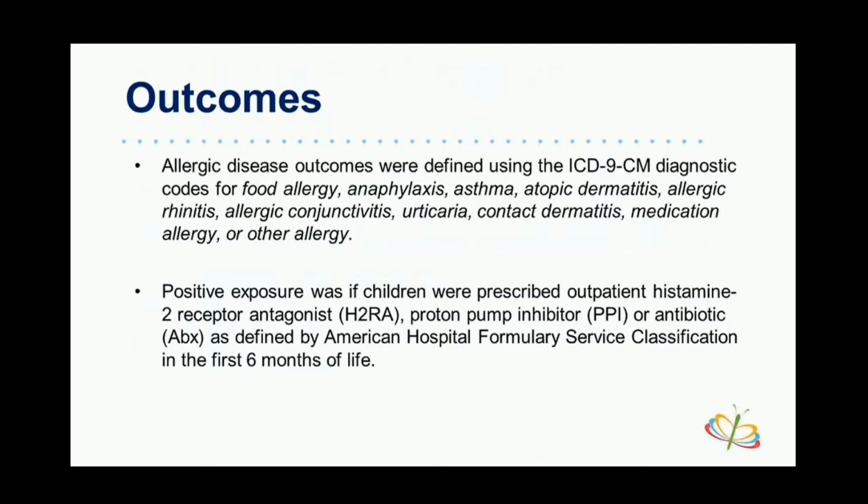So as promised, here are the allergic disease outcomes by ICD-9. There are the codes for food allergies, anaphylaxis, asthma, atopic dermatitis, allergic rhinitis, allergic conjunctivitis, urticaria, contact dermatitis, medication allergy, or other allergy. So, a pretty comprehensive look at allergic disease. And a positive exposure for us was children who were prescribed outpatient therapy that included a histamine 2 receptor antagonist, proton pump inhibitor, or antibiotic, as defined by the American Hospital Formulary Service classification.